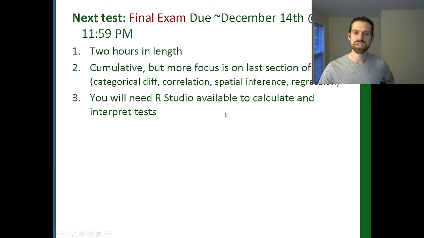You will need RStudio available, so I'm going to give you examples and you're going to have to be able to run t-tests or regressions and basically produce some answers, and then you need to select those answers within the exam. So it's going to be a multiple choice, but there's going to be 6 different options. You can't just randomly pick, you have to basically know how to go into R and generate the actual tests that I'm talking about and then select the right answer.